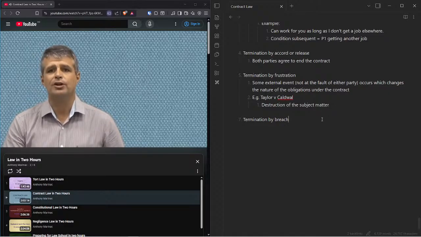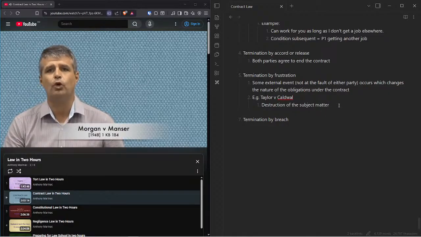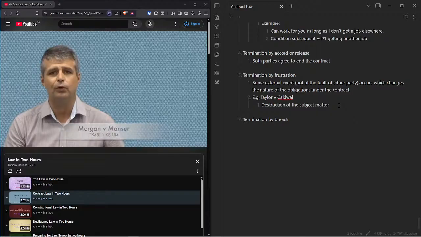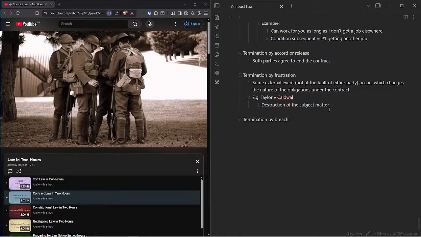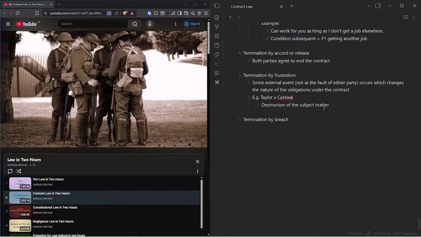Another case, Morgan and Manser, was a case where a music hall performer received a contract to perform, but then he was called up for service in the Second World War. As a result, the contract was frustrated.